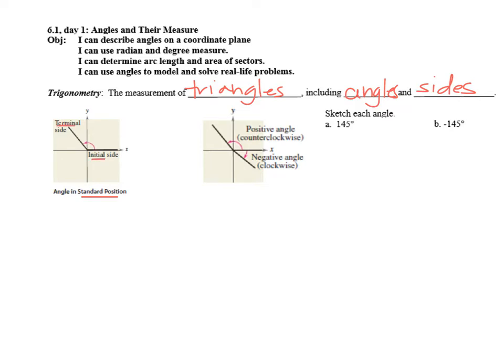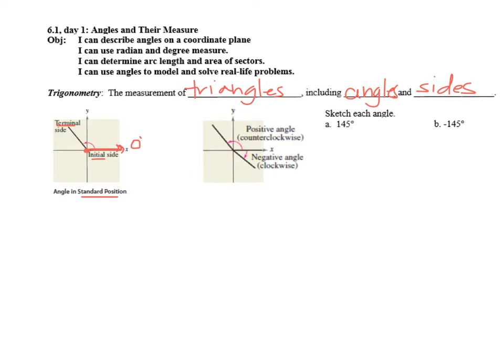By definition, the initial side is always on the x-axis, and it's technically a ray. The vertex is the center of your coordinate system, and over to the right would start a degree measure of 0 degrees. That's the initial side. Notice my terminal side is over on the left, but it can be in any one of those 4 quadrants.